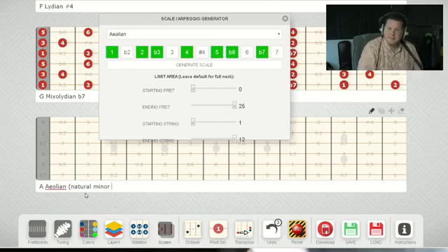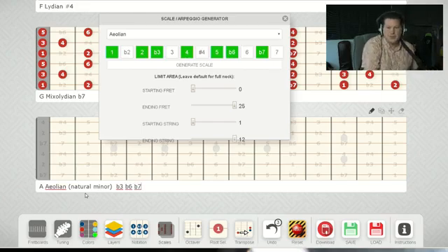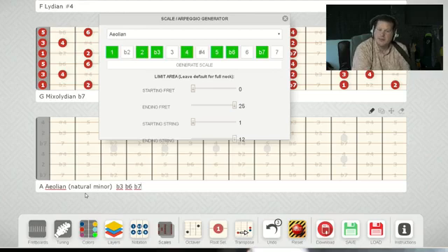And its main characteristics are that it's got a flat third, okay, flat 6, flat 7. So 3 flats. And this is really the primary minor scale. It's the one that's most referred to, most orientated around as the minor scale.